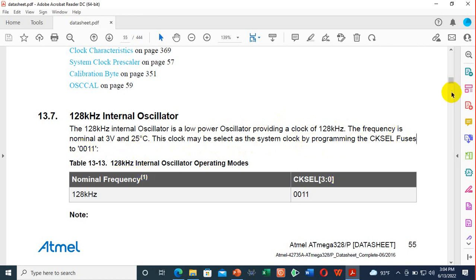Okay. So nominal at 3 volt means it's fixed at 3 volt, right? The frequency is nominal at 3 volt and 25 degrees centigrade. This is the standard value, because they depend on the voltage and temperature. There can be some variation if the standard condition gets varied. This is the standard condition: 3 volt and 25 degrees centigrade.